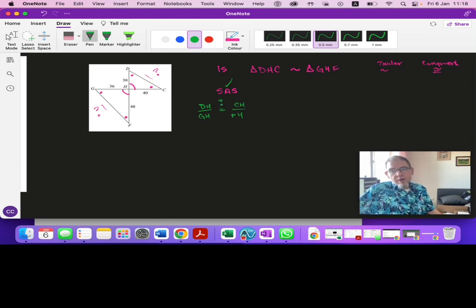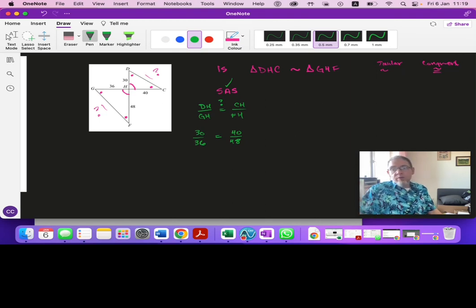If that works, we're going to have side angle side, and we'll be able to say that these two triangles are in fact similar to one another. So let's do some plug and chug here. 30 divided by 36, is that the exact same as 40 divided by 48?